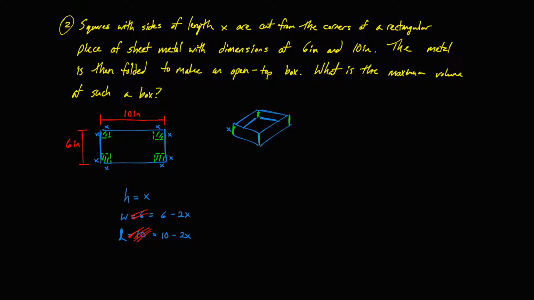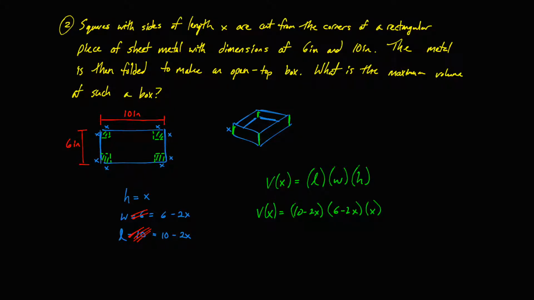So let's put this into an equation. V of x for volume is equal to length times width times height. Now let's plug in what those are. So we have V of x is equal to length, which is 10 minus 2x, multiplied by 6 minus 2x, multiplied by x. Oh, how fun!